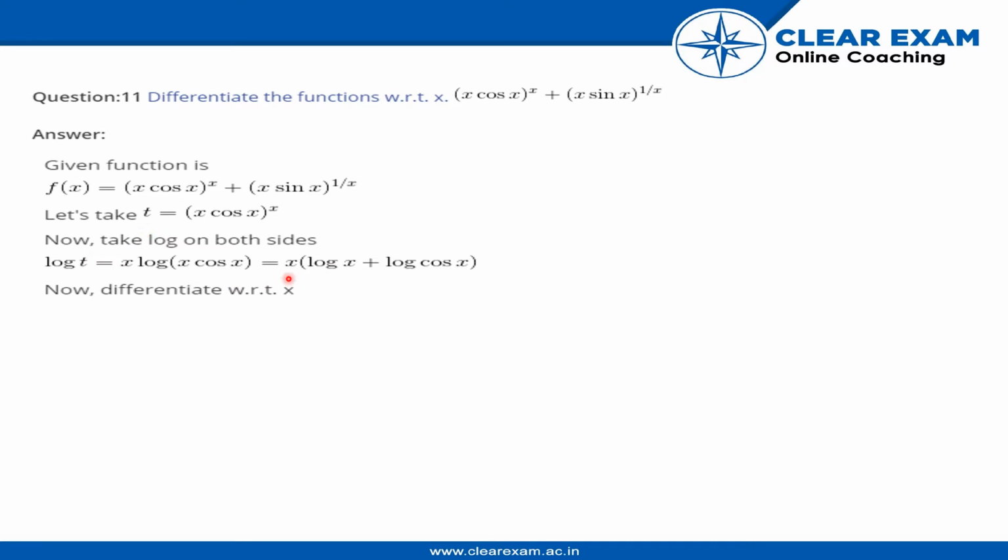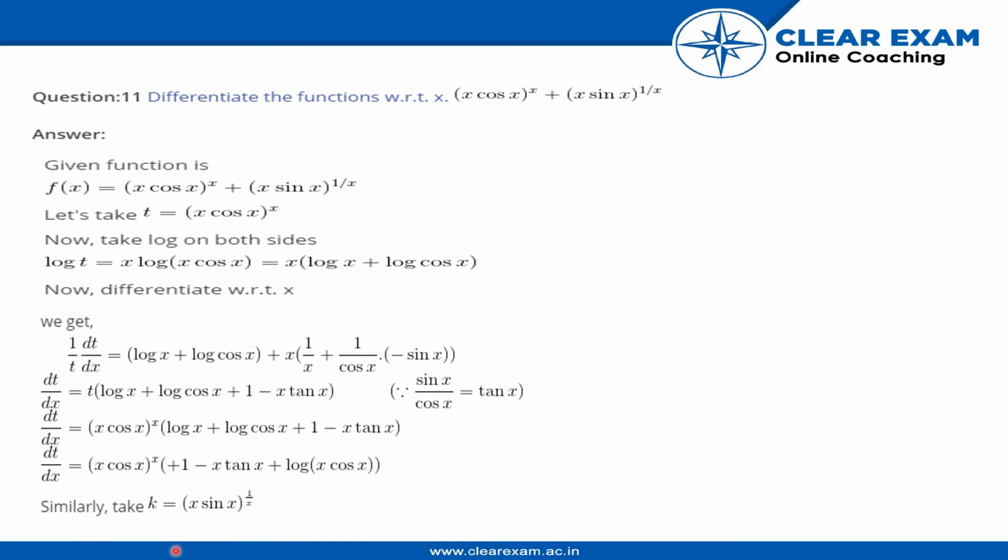Take natural logarithm on both the sides. We get log t equals x log(x cos x), which can be written as x into (log x plus log cos x), applying the property log ab equals log a plus log b.